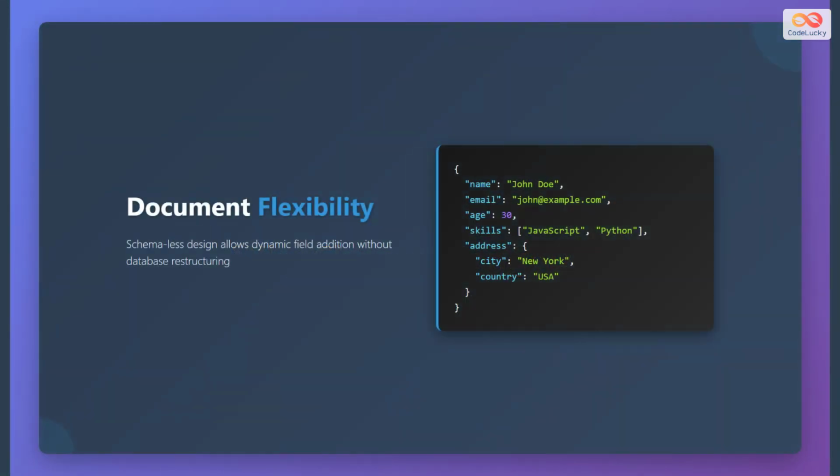MongoDB offers document flexibility, thanks to its schema-less design. You can dynamically add fields without needing to restructure your database. The provided JSON code block illustrates this flexibility. As you can see, a document can contain various fields like name, email, age, skills, and even a nested address object, without requiring a predefined structure.